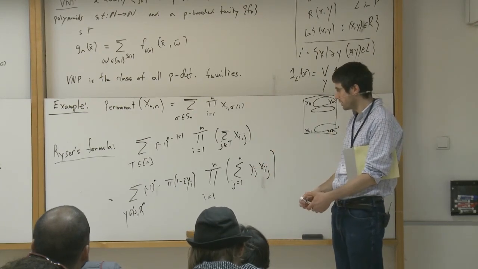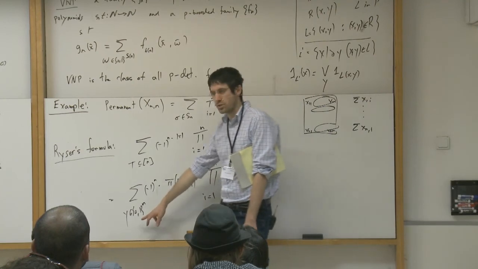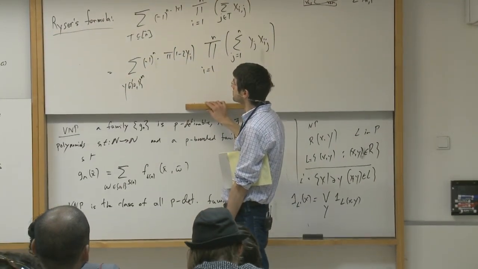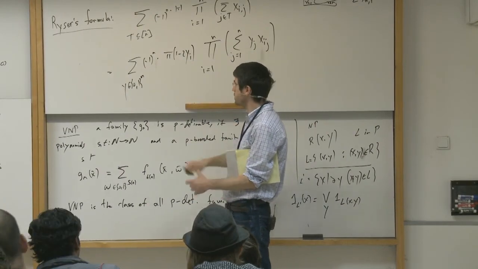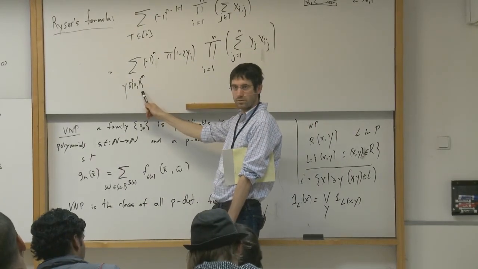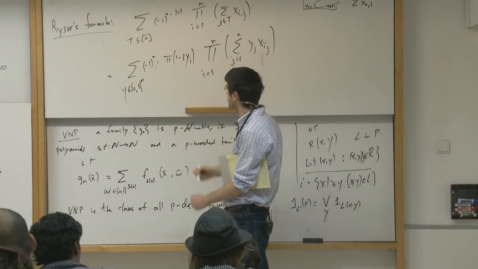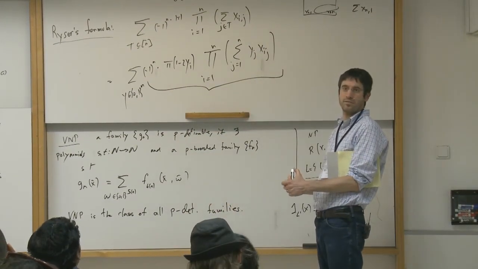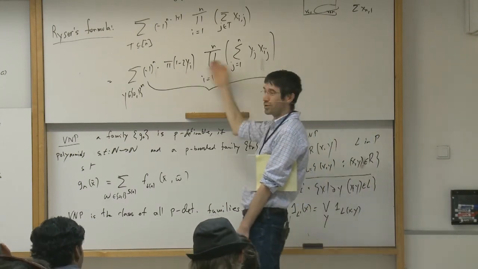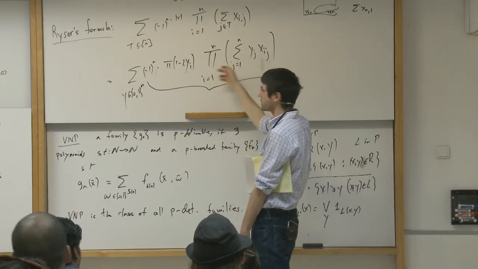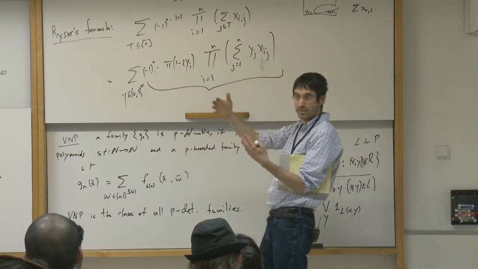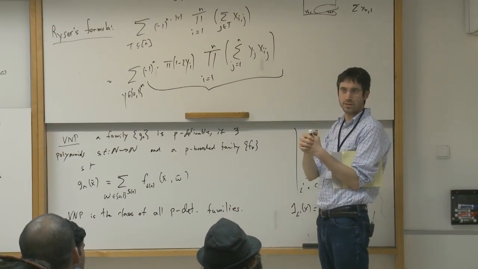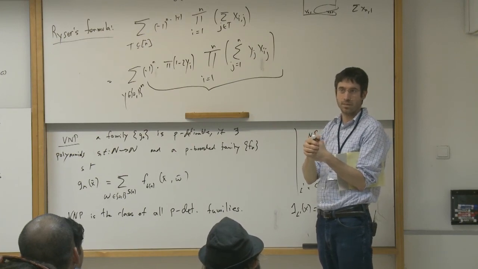That's in VNP. Why is it in VNP? Because we have a summation over all 0, 1 inputs of something. What is that something? If you think about this, this is a very, very simple family of polynomials, right? It's just a product of sums, right? So it's a very shallow circuit even, right? That's it. So that's a VNP representation of the permanent.